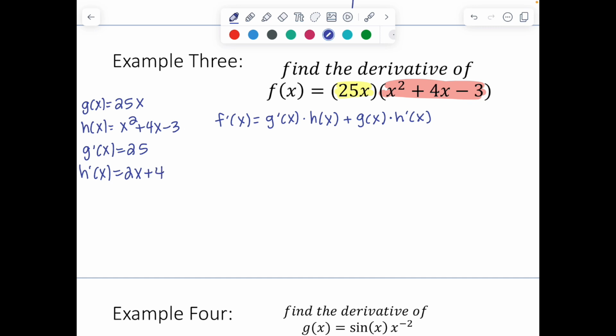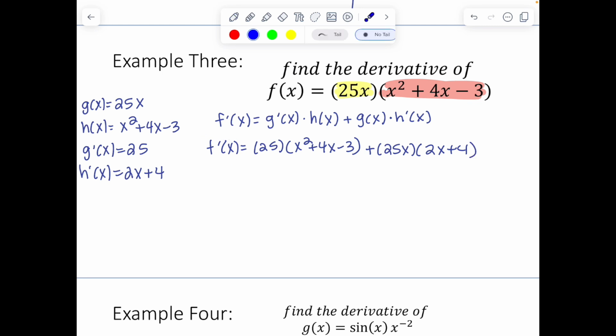And now I will just plug in to my product rule. So this will be 25 times x squared plus 4x minus 3, plus 25x times 2x plus 4. And here, at this step right here, I am done. I have found the derivative. As soon as you write f prime of x, you have found the derivative. But now I will just simplify.